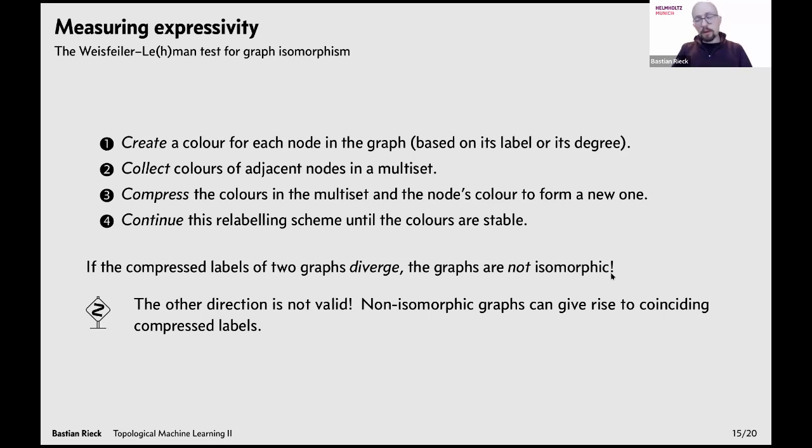Now, here I have a warning sign because that's really relevant to understand this in general. The other direction is unfortunately not valid, because otherwise you would have a very nice polynomial scheme, right? So there are non-isomorphic graphs that can give rise to coinciding compressed labels. So in the parlance of the WL test, as it's also sometimes called, this means that there are non-isomorphic graphs that WL cannot distinguish. And I really want to emphasize that there are failure modes of this algorithm, because they will be relevant for the second lecture.